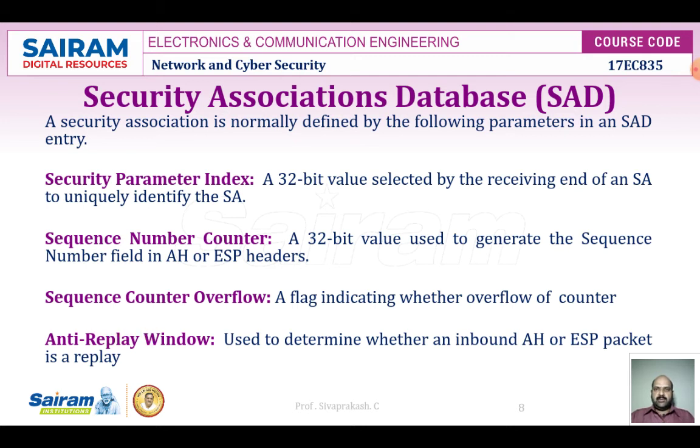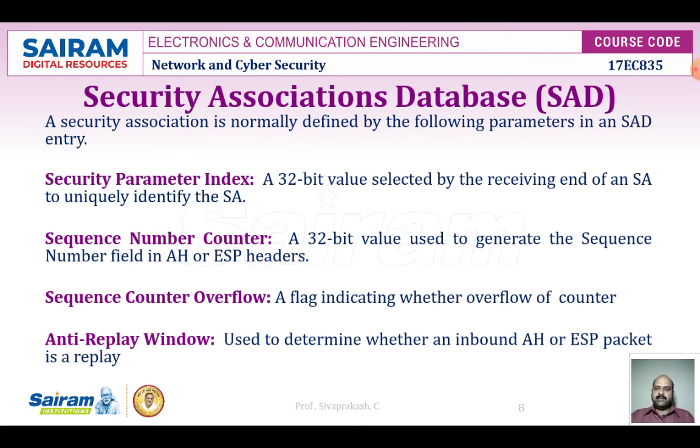So let's see the fourth parameter, which is called the anti-replay window. The anti-replay window is used to determine whether an inbound authentication header or encapsulation security payload packet is a replay, which is going to be reproduced again and again or replayed again and again into the receiver or not. That is going to be monitored by this particular anti-replay window.